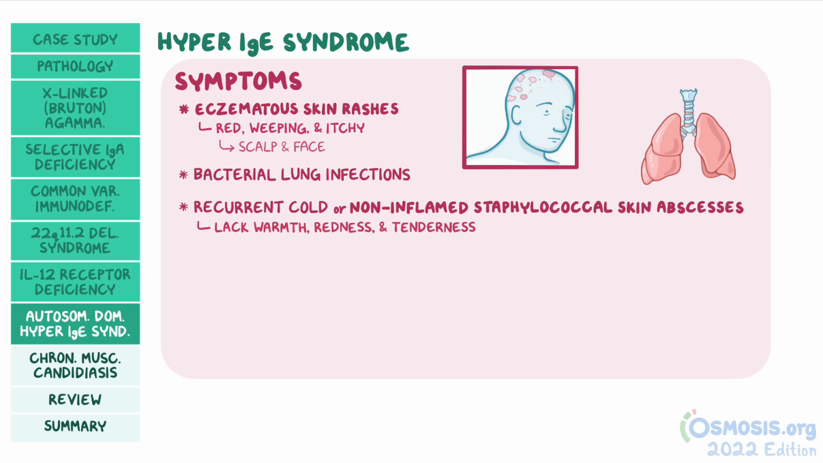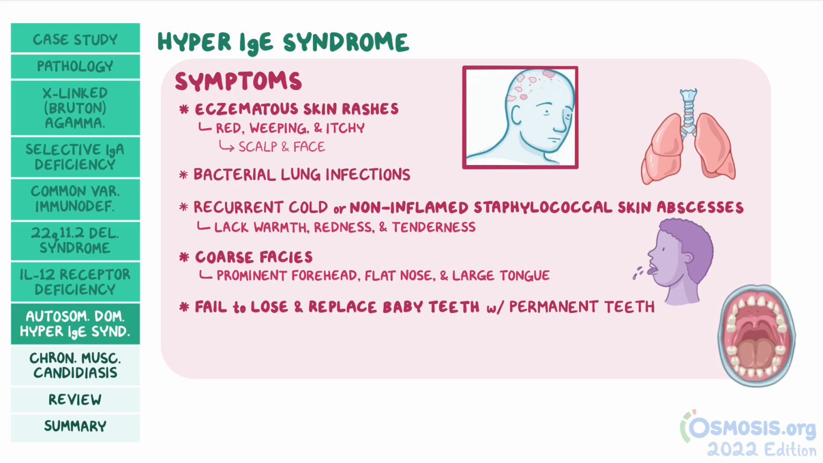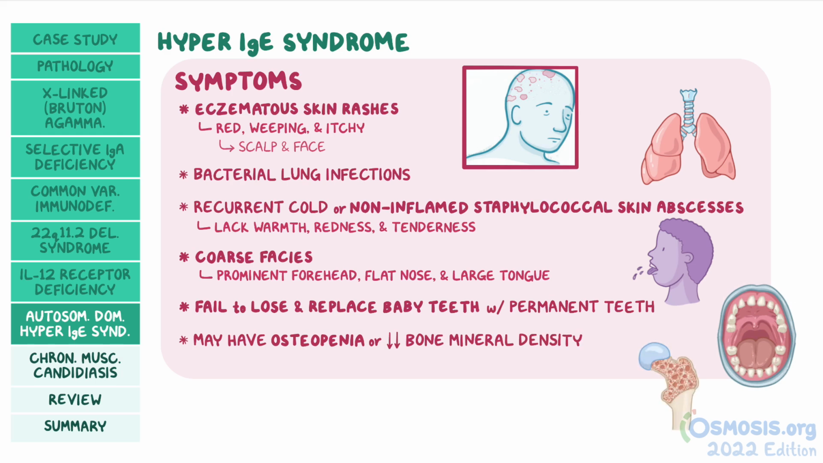In addition, many individuals have characteristic coarse facies, which can include a prominent forehead, flat nose, and large tongue, and they may also fail to lose and replace their primary or baby teeth with permanent teeth. Finally, these individuals may also have osteopenia, or decreased bone mineral density, and what's important is that this makes them more prone to frequent fractures, even from minor trauma.